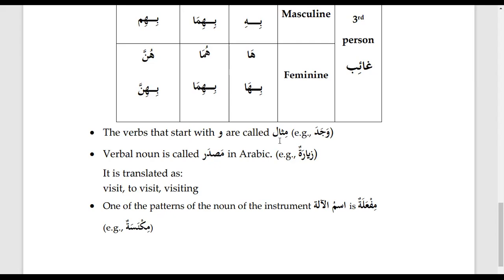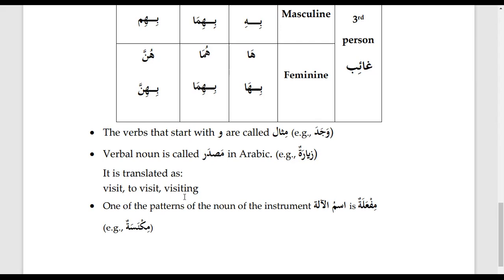Okay, and then we will also learn about verbal noun. Verbal noun is called masdar in Arabic. So the verbs have a source, like masdar means source, and it is called verbal noun. In English, we translate it as either gerund or infinitive. Yani, we translate it with to or with ing. For example, ziyaratun is translated as visit. It will be translated as to visit, and it can be translated as visiting as well.